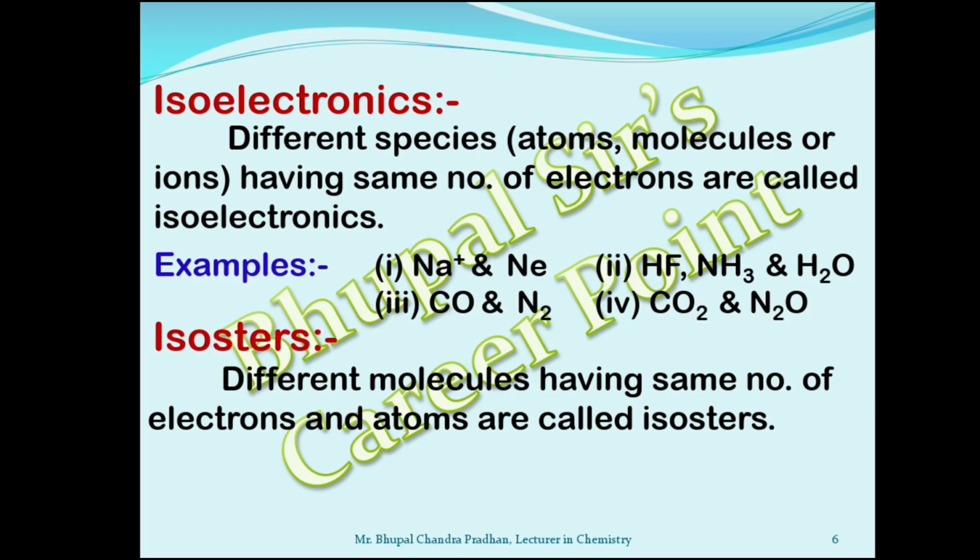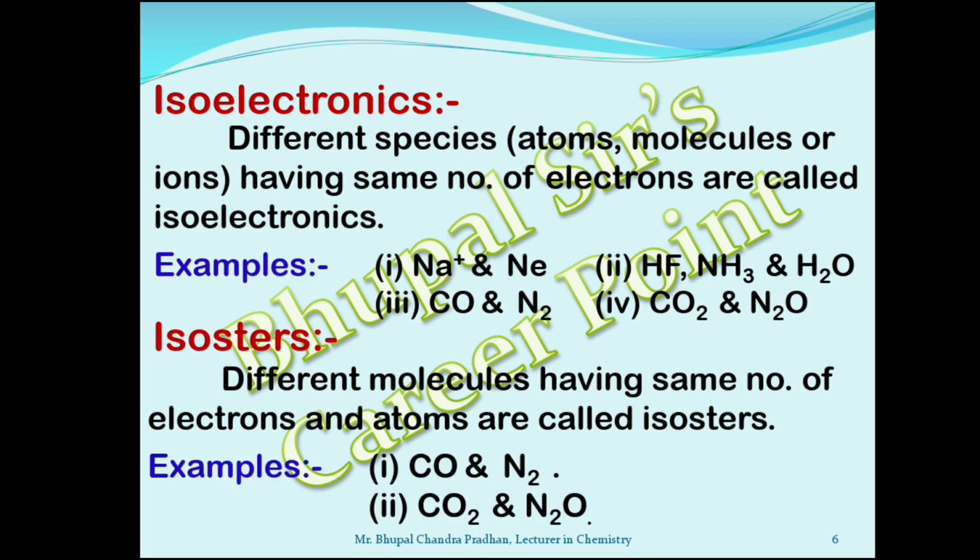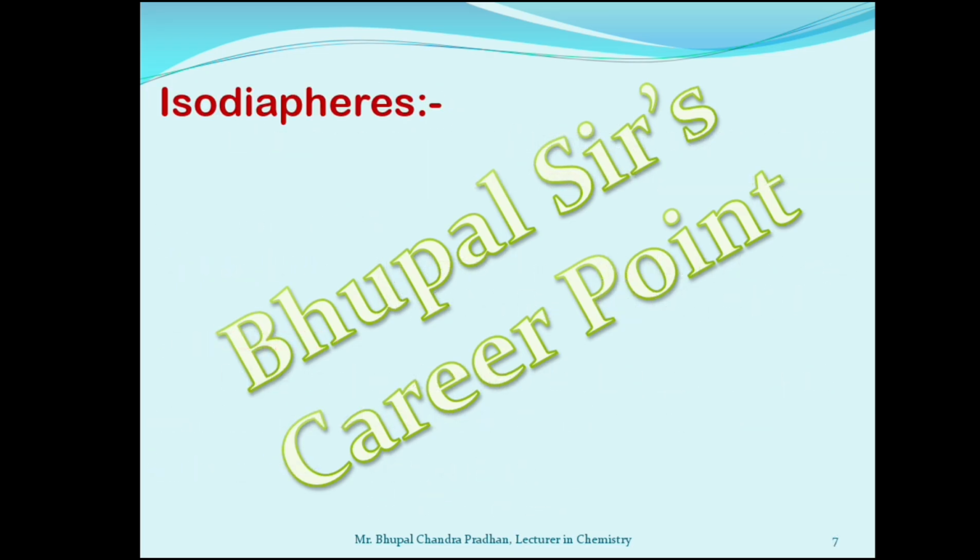All the isosters are isoelectronics, but all the isoelectronics may or may not be isosters. Example, CO and N2 both contain 2 atoms as well as 14 electrons. CO2 and N2O both contain 3 atoms and 22 electrons. So the species having same number of electrons as well as same number of atoms are called isosters.